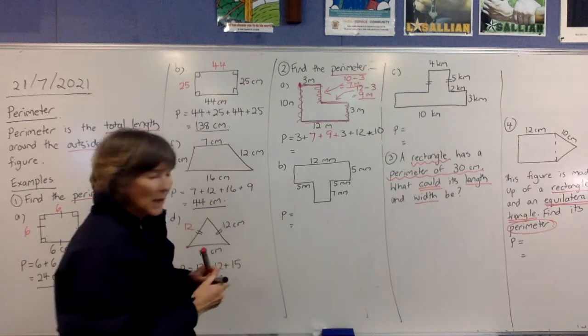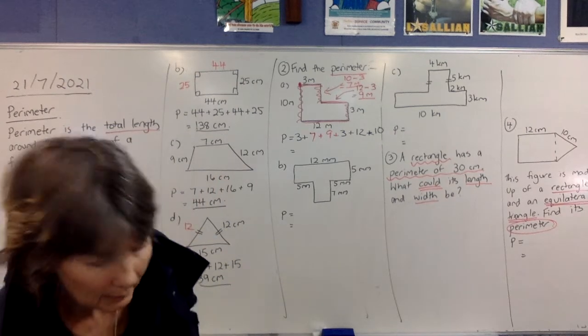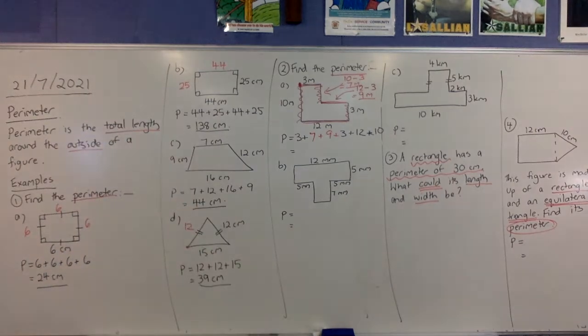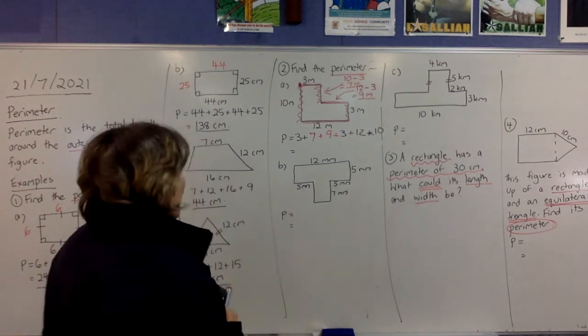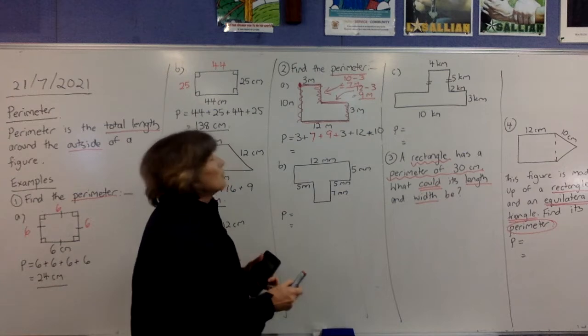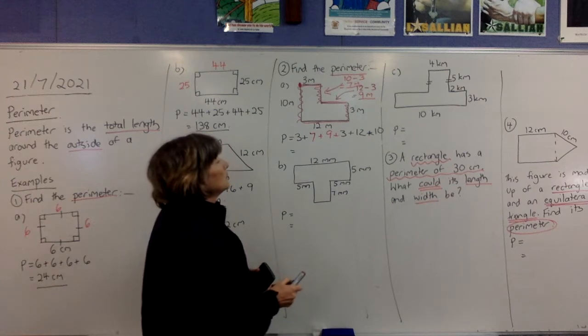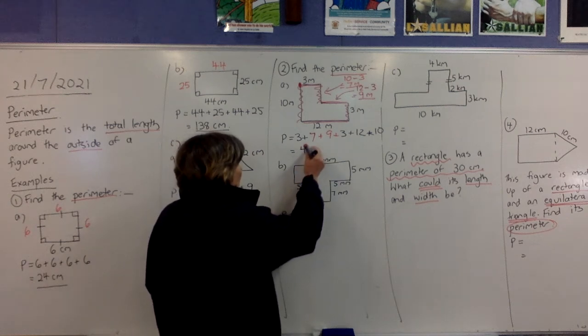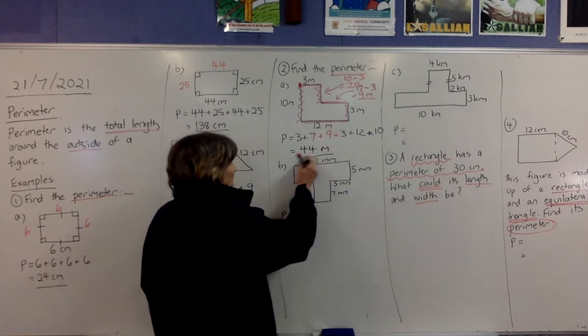So now we just have to add those ones up on our calculator. So get your calculator and start adding these up. And I'm going to try and do it in my head. I think it should end up being 44 metres.